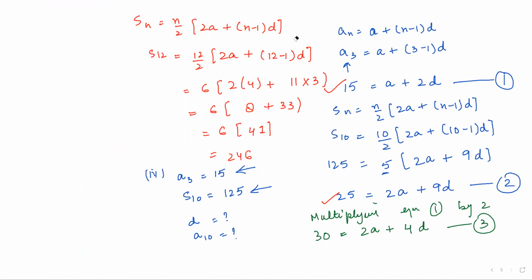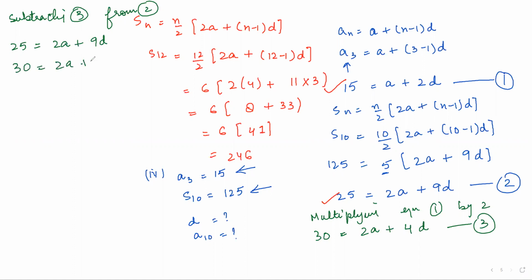Okay. So I'm just subtracting third from second. Now subtracting 3 from 2. So that means 25, and you can directly do subtraction, or you can just write the two equations. So 25 is equal to 2a plus 9d, and then you write here 30 is equal to 2a plus 4d.